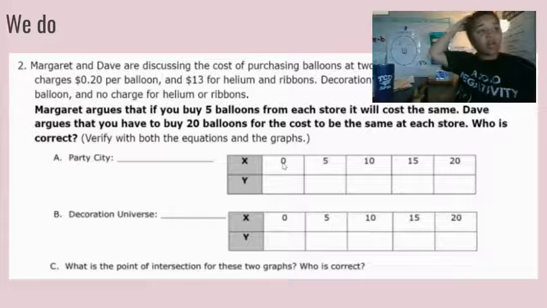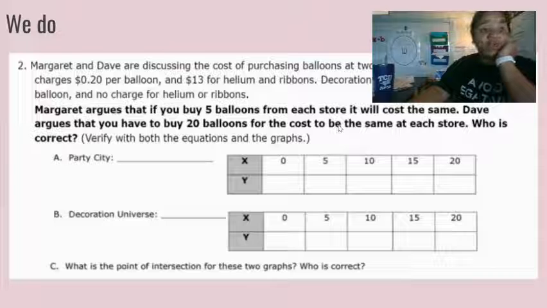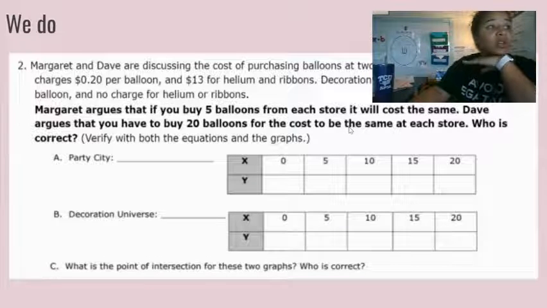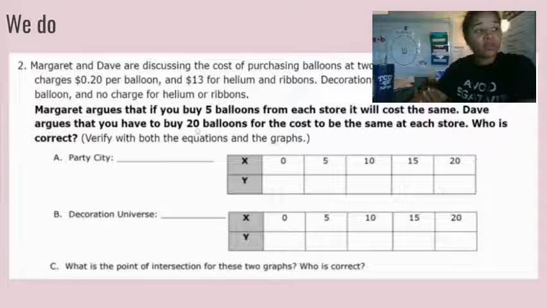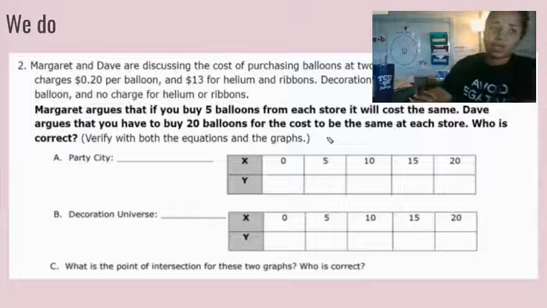Margaret and Dave are discussing the cost of purchasing balloons at 2 different stores. Party City charges 20 cents per balloon and $13 for helium. Decoration Universe charges 85 cents per balloon and no charge for helium. Margaret argues that if they buy 5 balloons from each store, it will cost the same. And Dave argues that you have to buy 20 balloons for the cost to be the same at each store.